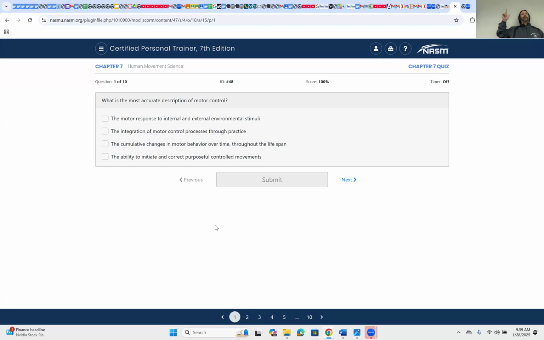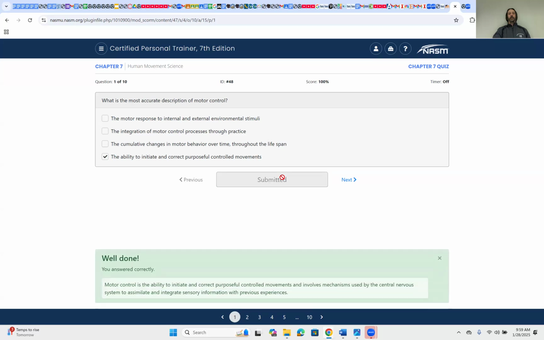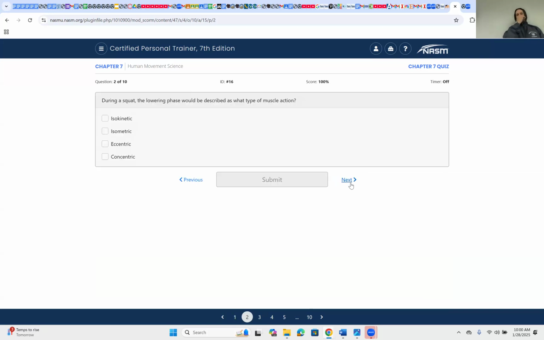Remember, motor is what? Movement. Sensory is what? To feel or sensation. Sensory, sensation; motor, movement. So the most accurate description of motor control, what do you think it would be? Good job. The ability to initiate and control purposeful controlled movements. Good. Next. During a squat, the lowering phase would be described as what type of muscle action? Isokinetic. Here's what isokinetic means.